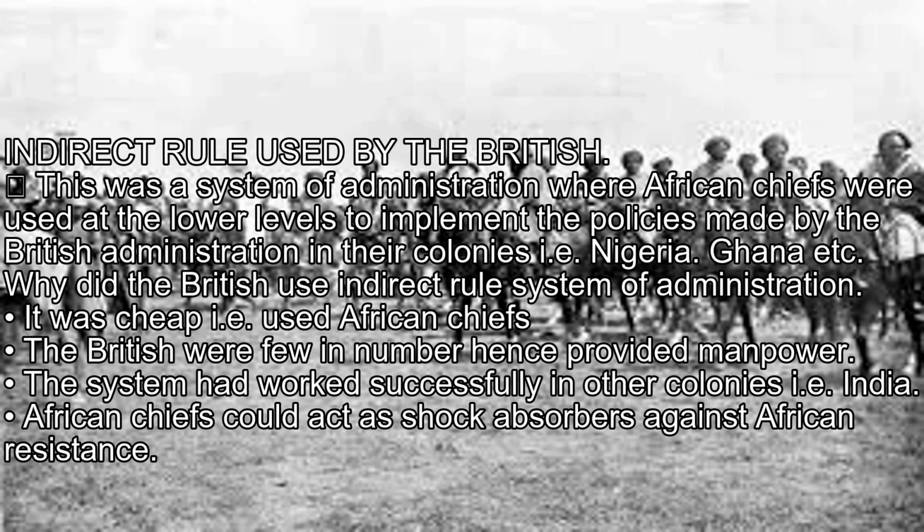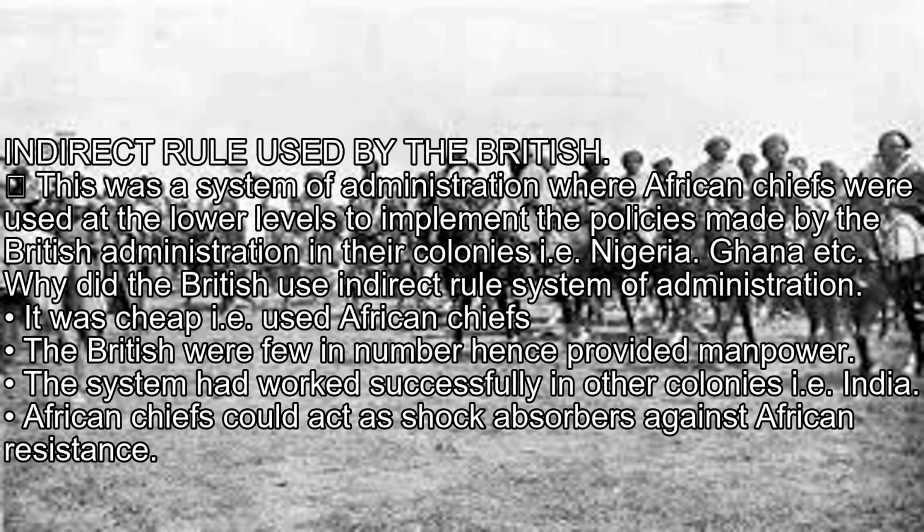West African history. Indirect rule used by the British. This was a system of administration where African chiefs were used at the lower levels to implement the policies made by the British administration in their colonies, i.e. Nigeria, Ghana, etc. Why did the British use indirect rule system of administration?